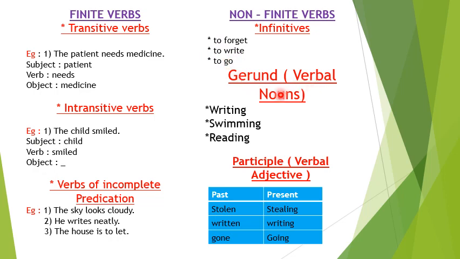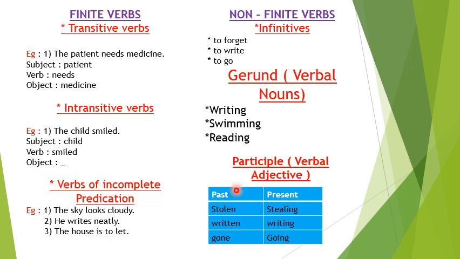Next, gerund. Gerunds are also known as verbal nouns. Writing, swimming, reading. Let us take an example of a sentence. Reading is a good habit. If I ask the question what, I get an answer. What is a good habit? Reading.